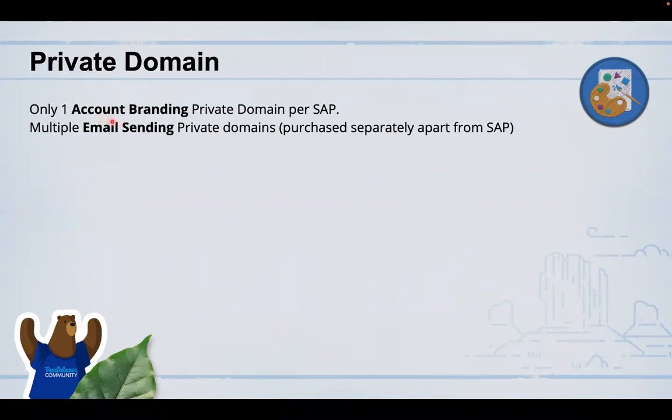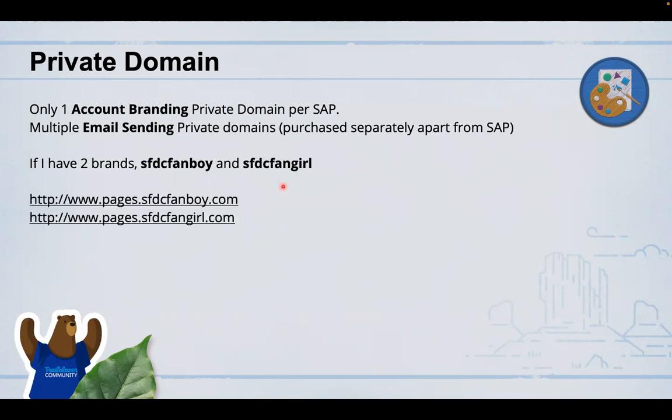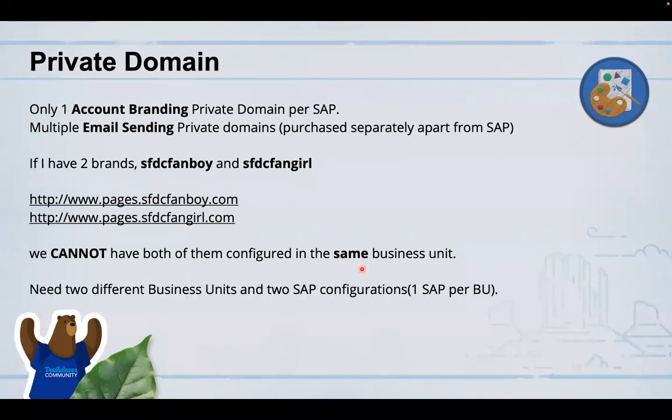So when you purchase this package, you get account branding, as I mentioned, and you can also have email sending private domains. You can purchase separate domains as well, along with the original domain. Let's say I have 2 brands, SFDC Fanboy and Fangirl. Now let's say I want to have 2 different branding for my pages. You won't be able to configure them in a single business unit in Marketing Cloud. That is not possible. Every business unit will have its own branding. That's rule number 1. So if you want these 2 different brands, you need to configure 2 separate business units.